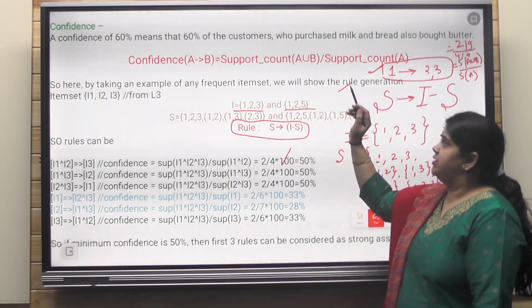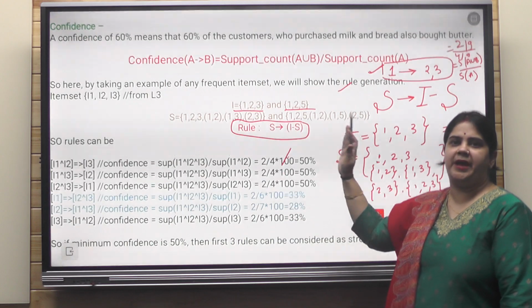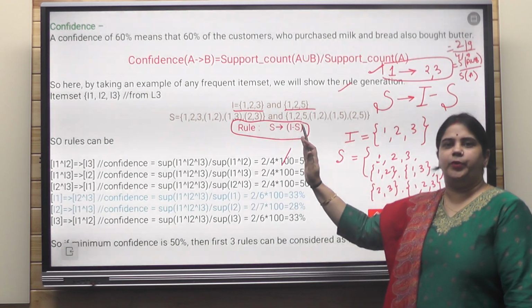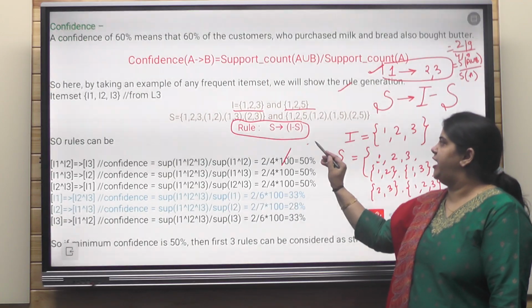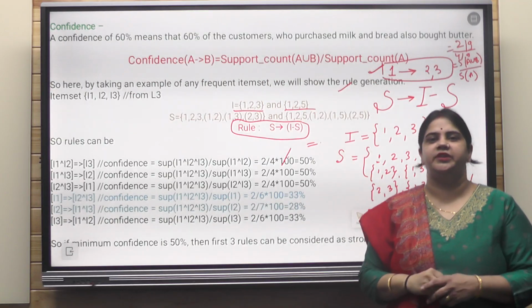I hope these two question subparts have been cleared: finding the frequent items and finding the confidence. So that's the final conclusion, giving the confidence value.